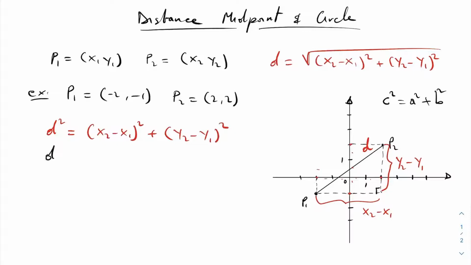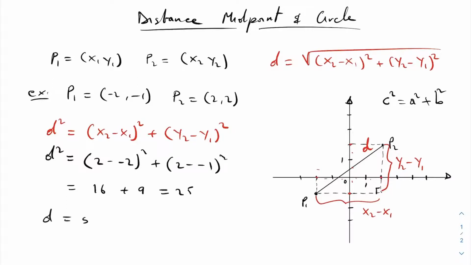And so I'm going to have here d squared equals (2 minus negative 2) squared plus (2 minus negative 1) squared. And so that's going to give me d squared equals 16 because that's 4 squared, and 9 because that's 3 squared. Together, that will give me 25. And so if you take the square root of 25, you will get that the distance between those 2 points is going to be just 5.